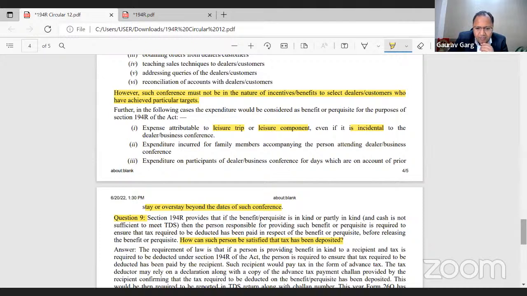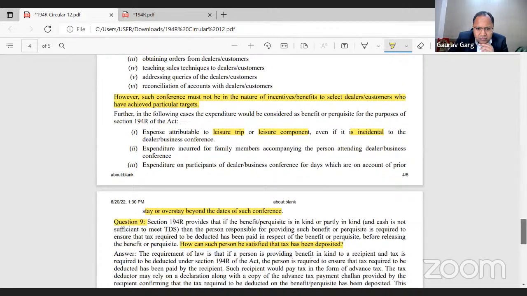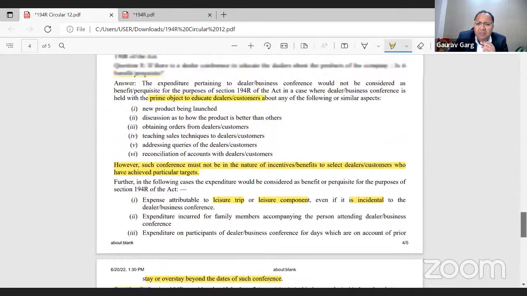So the same logic is applicable to the annual budget meeting, which normally every company holds, including where they are inviting the employees, senior level employees, and also consultants. Employees, 194R is not applicable on employees. No, consultants. In the same meeting, consultants may also be invited, no?